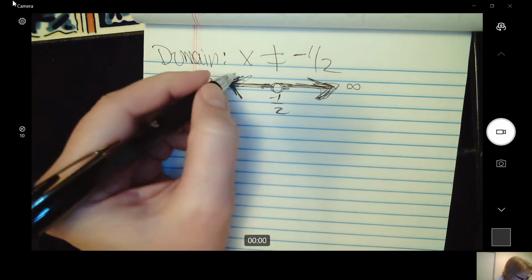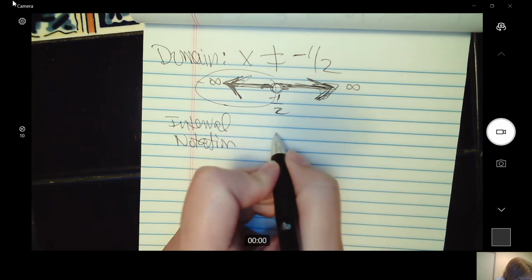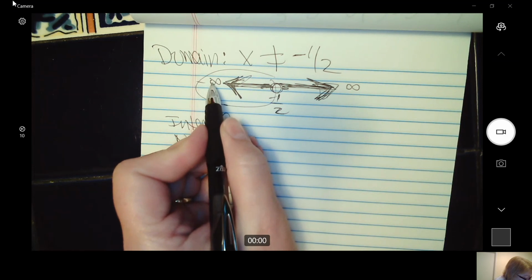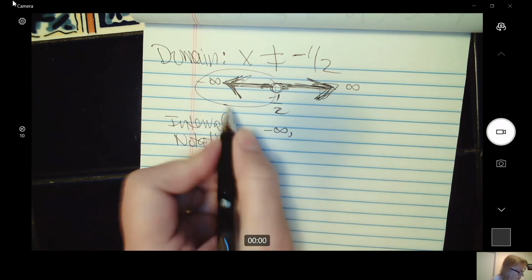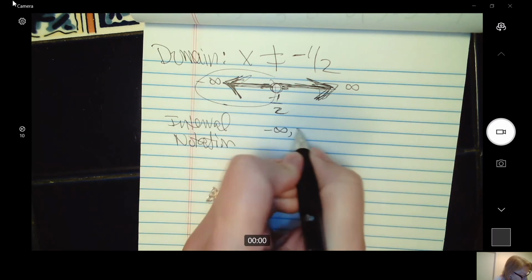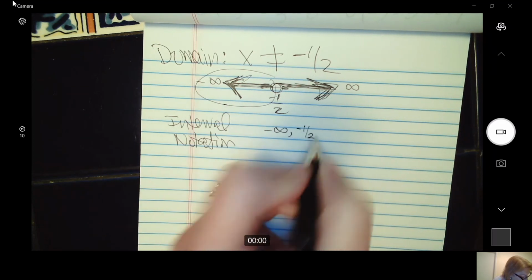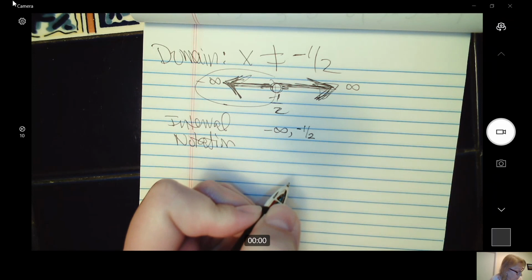So the interval notation, we have to draw an interval for this piece. So what's the starting place for this interval? Well, it has no start. It's going on forever to the left. So -infinity, it's unlimited to the left. It does have a right-hand limit of -1/2. Okay, I just can't include it.